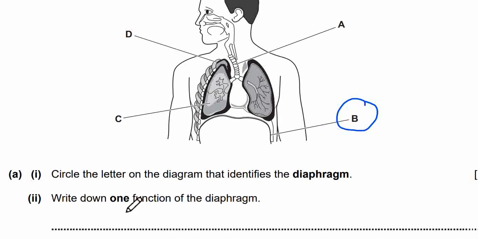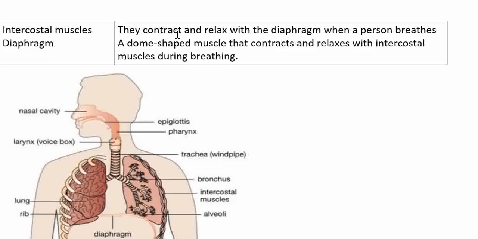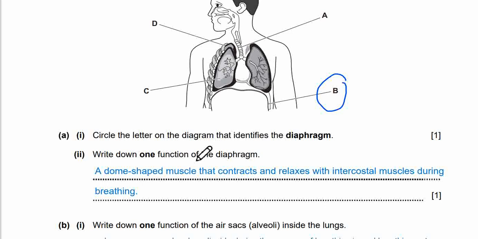Write down one function of the diaphragm. So what is the diaphragm? The diaphragm is a dome-shaped muscle that contracts and relaxes with intercostal muscles. So this is the intercostal muscle between the rib cage, and during breathing, inhale and exhale. So the function of the diaphragm is a dome-shaped muscle that contracts and relaxes with intercostal muscles during breathing.